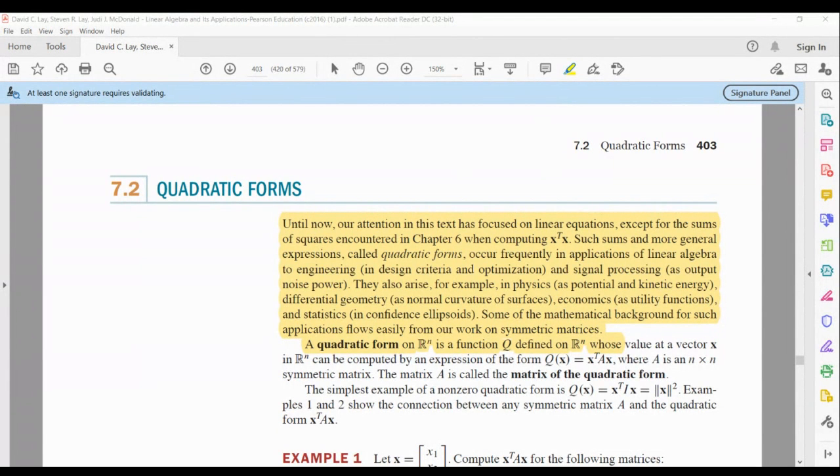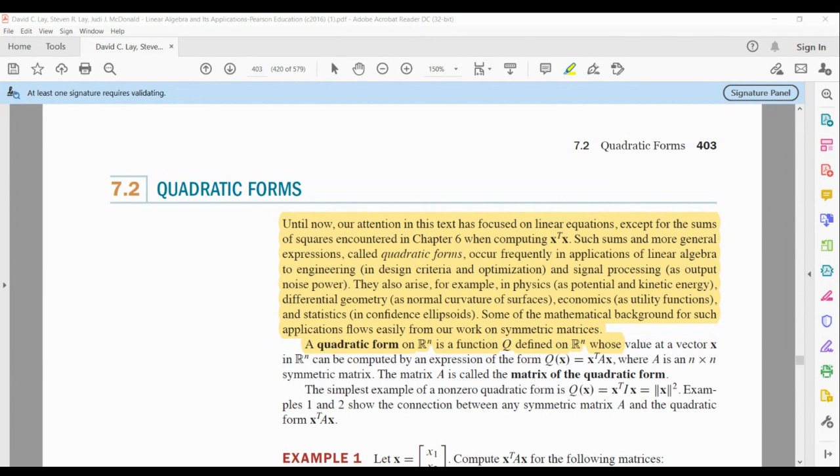Okay, so quadratic forms, section 7.2. What are those? Okay, let's look at the introduction. Until now, our focus in the textbook has been on linear equations, and in this section we're going to focus on what are called quadratic forms.